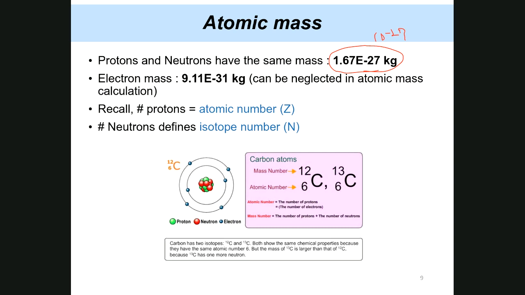And then there is the mass of the electron. Electron also has mass. It is also very, very small. Let's say the electron mass is about 10 to the minus 30. It is still three orders of magnitude smaller than a proton or neutron, right? So it can be neglected in atomic mass calculation.